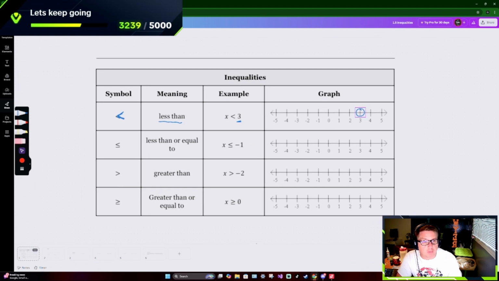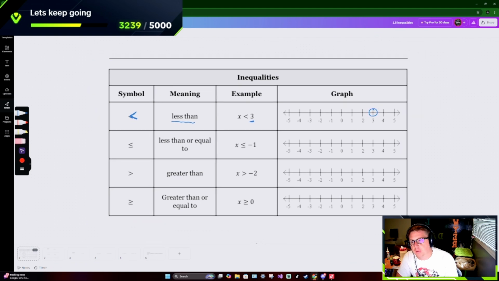So we want to talk about all of the numbers that are less than 3. Well, what numbers are less than 3? 2, 1, 0, so on and so forth. That's why we draw the arrow this way, indicating that every number that is less than 3 is actually a right answer. So this is x less than 3.